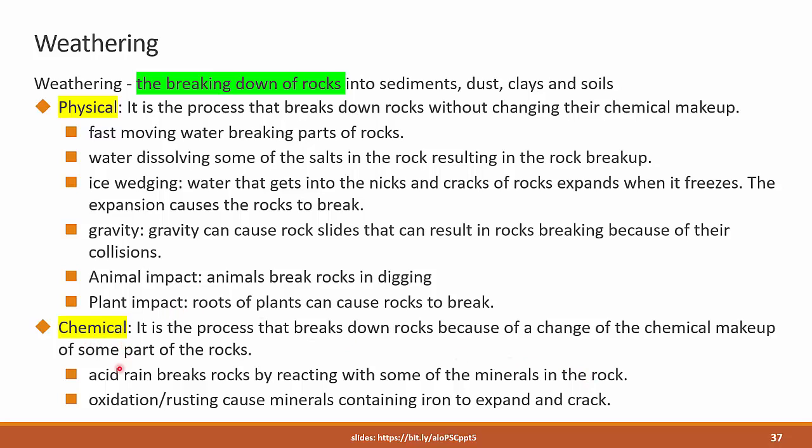Another type of chemical weathering involves the oxidation and rusting of metals. Now, with the interaction of these metals within rocks with the oxygen in the air, as they get oxidized or rusted, they expand, and in expanding, like when water expands when it becomes ice, they crack the rock.